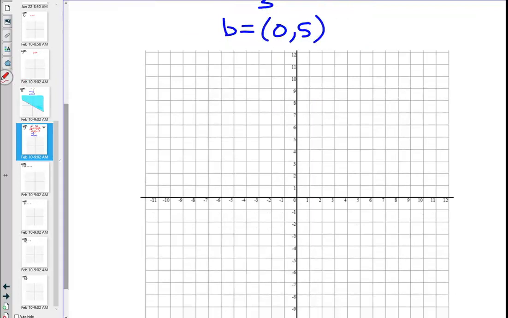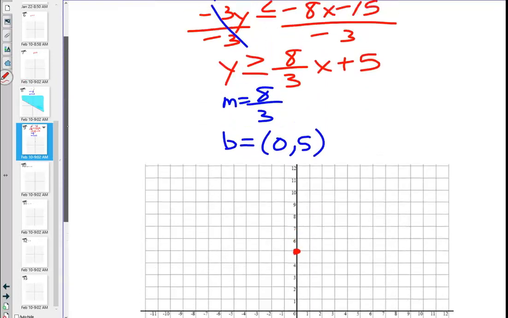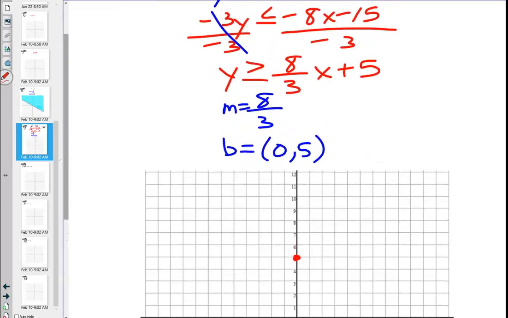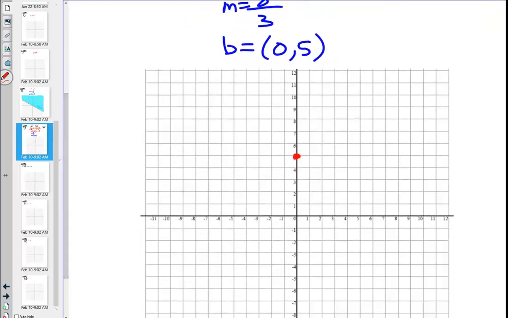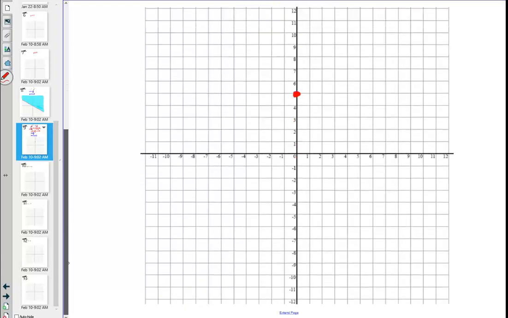So my first point will be at (0, 5). Then my slope: positive slopes go up and to the right or down and to the left. The window that I have provided myself doesn't give me enough space to go up 8 because I'm at 5. If I were to go up 8, that put me at 13. So I'll just go down then. If I go down 8, then I have to go to the left 3, because positive slopes go down left or up right. And then if I do that again, negative 11. However many points you choose to plot should all line up.